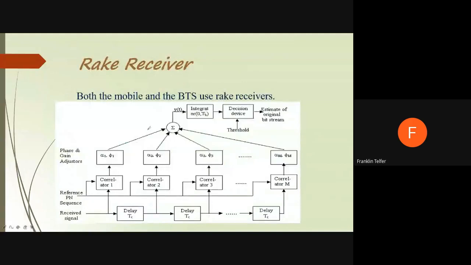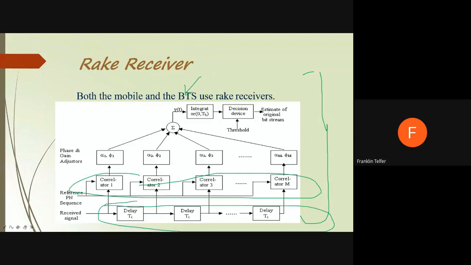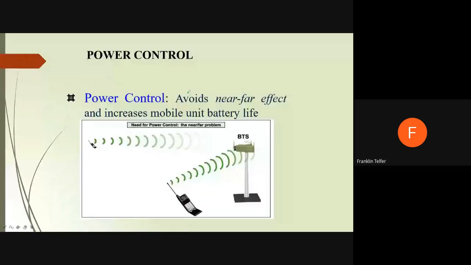This is one of the receivers used in the base station, the rake receiver. We are not going to see that, but they use the PN sequence and the receive sequence. You can see different delays being used, the phase adjusted, summated and given to this. This is used in mobiles and the base station rake receiver. And power control avoids the near-far effect and increases the mobile unit battery lifetime.